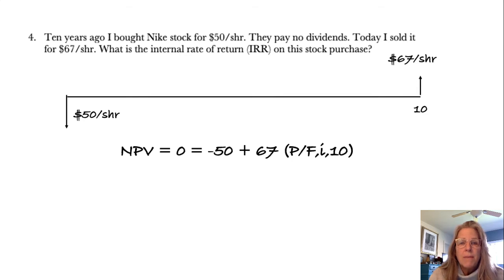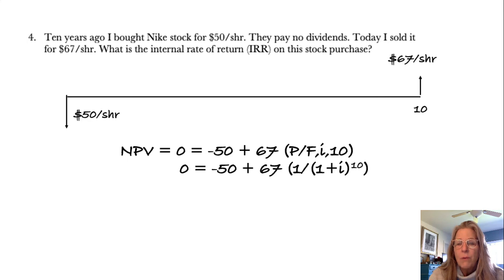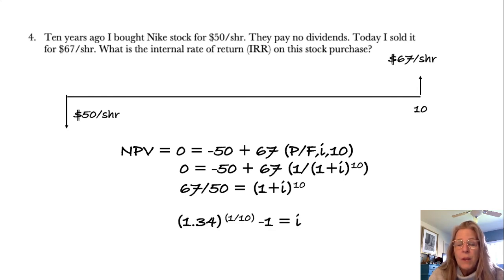So I set up a net present value problem, and I set it equal to 0, and I solve for I. Because the P/F factor is actually 1 over (1 plus I) to the n, I'm going to substitute that in there, and then I'm going to directly solve for I. So I in this case is 2.9% per year.